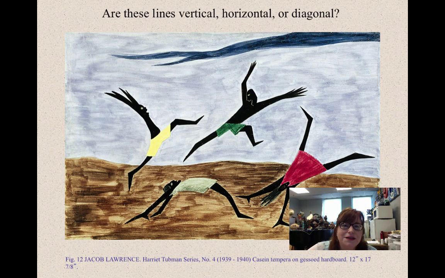And then here, this is a very different kind of painting, a very different style, by Jacob Lawrence. This is from his Harriet Tubman series. He is showing young slave children at play, and it's a very different type of medium too. He's using something called casein on gessoed hardboard, so it gives a very different feeling from the oil on canvas. And when you look at this, are the lines vertical, horizontal, or diagonal? I think you can easily say that they are diagonal. And then there are some horizontal lines too. So, let's have a look at what all that means.